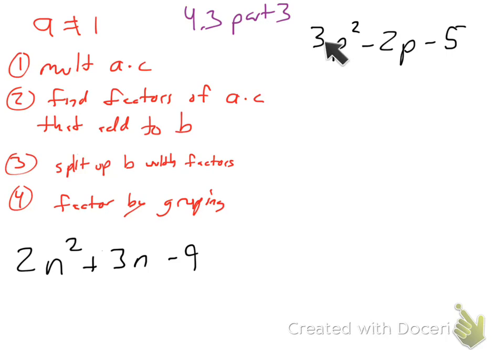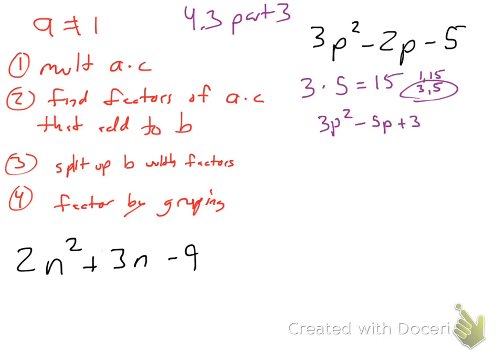A is not equal to 1. So now what I'm going to do is I am going to do 3 times 5 to get 15. I need to now find the factors of 15. 1 and 15, 3 and 5. And I need to choose which one of those will be able to get me to a negative 2. And that'd be 3 minus 5. So I can take 3p squared, and I am going to subtract 5p and add 3p.